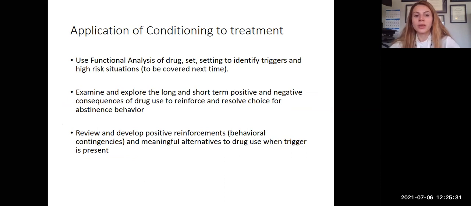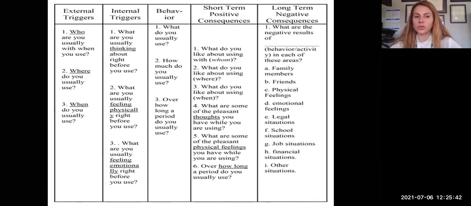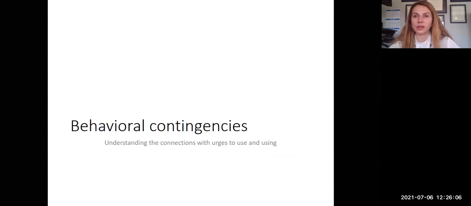So one of the ways that we do this is using what's called a functional analysis that goes over the drug, set, and setting, and the consequences. And you can use this throughout the course of treatment. So here's an example. You can see you've got triggers, both internal and external, and then it goes through some of the set and setting component of the drug. And then it identifies that value set and some of those positive concepts. What is it doing for them now? And what is it actually taking away from them? And this can open up a really great conversation to help people start to think through, how do I stop at that level of the trigger before it gets to the use?